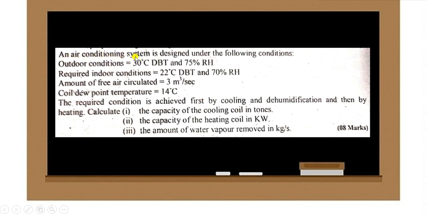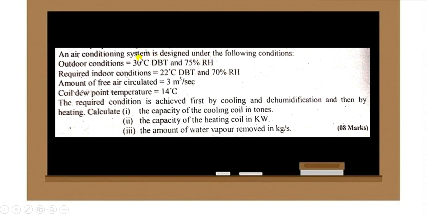An air conditioning system is designed under the following conditions. Outdoor conditions: the temperature is 30 degrees Celsius, that is dry bulb temperature, and 75% relative humidity. And required indoor conditions: 22 degrees Celsius dry bulb temperature and 70% relative humidity.